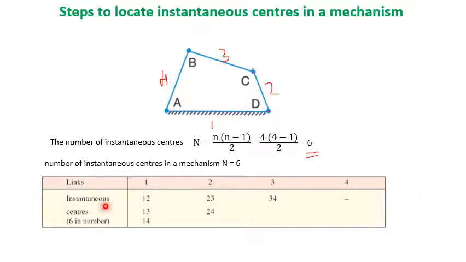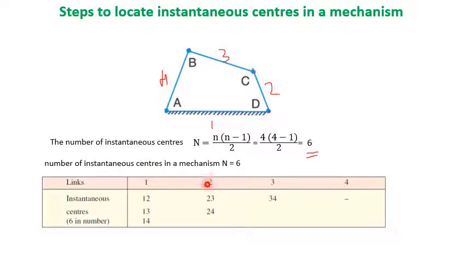Next, we have to do the combination of links to obtain the instantaneous centers. For that, consider the first combination 1 and 2. So it becomes I12. Next, consider the second combination I13. It becomes the second instantaneous center. Next, the third combination I14. So it becomes the third instantaneous center. So the row with respect to the first link is over.